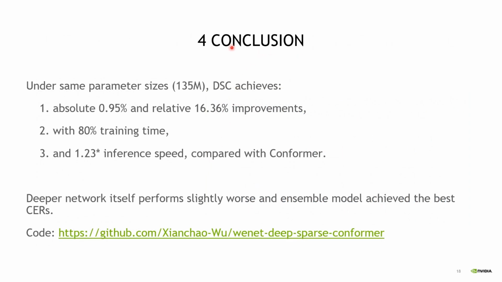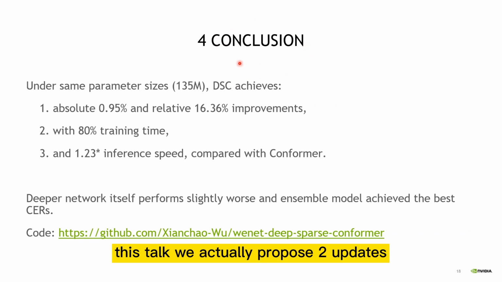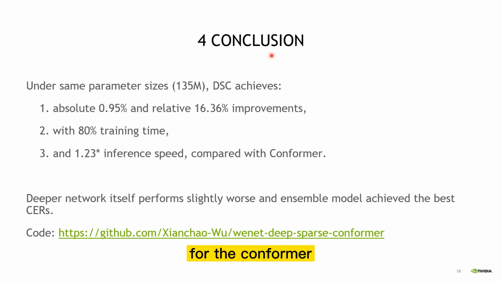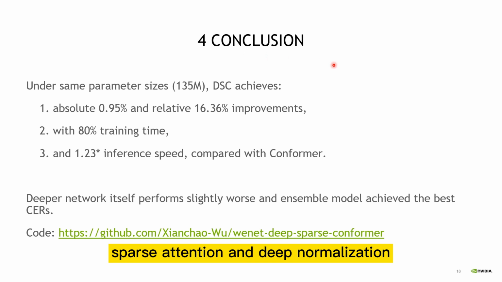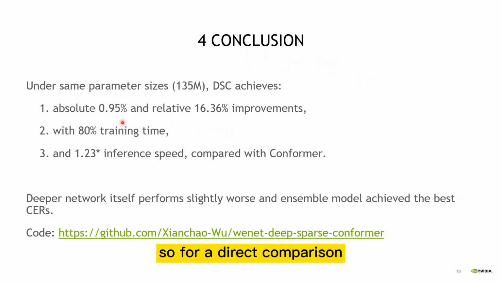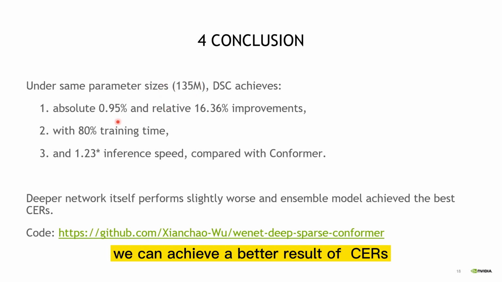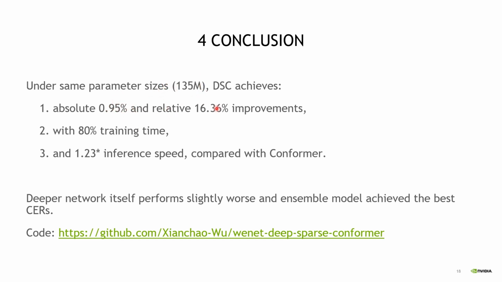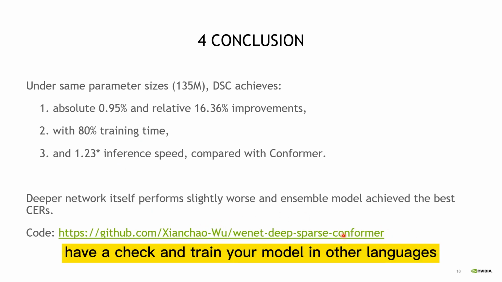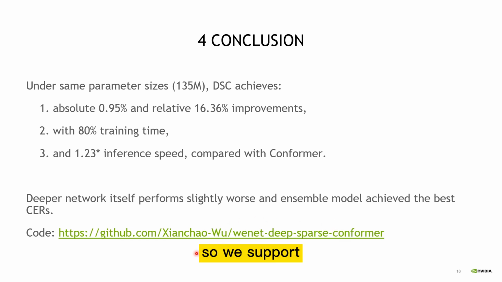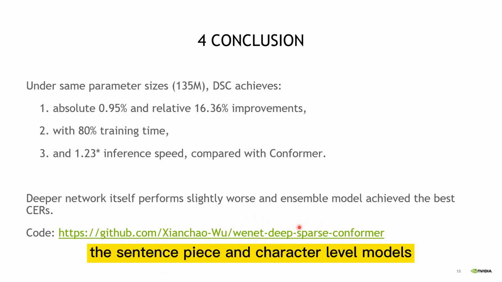And to conclude this talk, we actually propose two updates for the Conformer: sparse attention and deep normalization. So for direct comparison with similar parameter size, we can achieve a better result of CER with less training time and quicker inference speed. So our code is open, so we would appreciate it if you can have a check and train our model in other languages. So we support sentencepiece and character-level models.